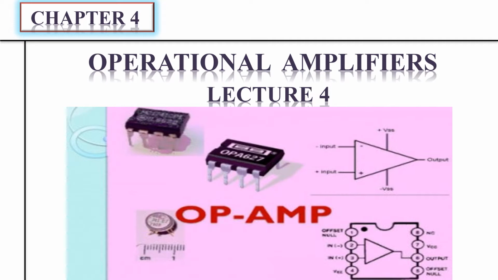So let us revise what we have done in the first three lectures. First we have seen what we mean by amplifier, then operational amplifier. We have seen the internal block diagram of an operational amplifier, the schematic diagram of op-amp, pin diagram of op-amp, characteristics of an ideal op-amp, specification of op-amp. Then we have seen the parameters of op-amp, right? Today we are going to see the applications of op-amp. So let us proceed.